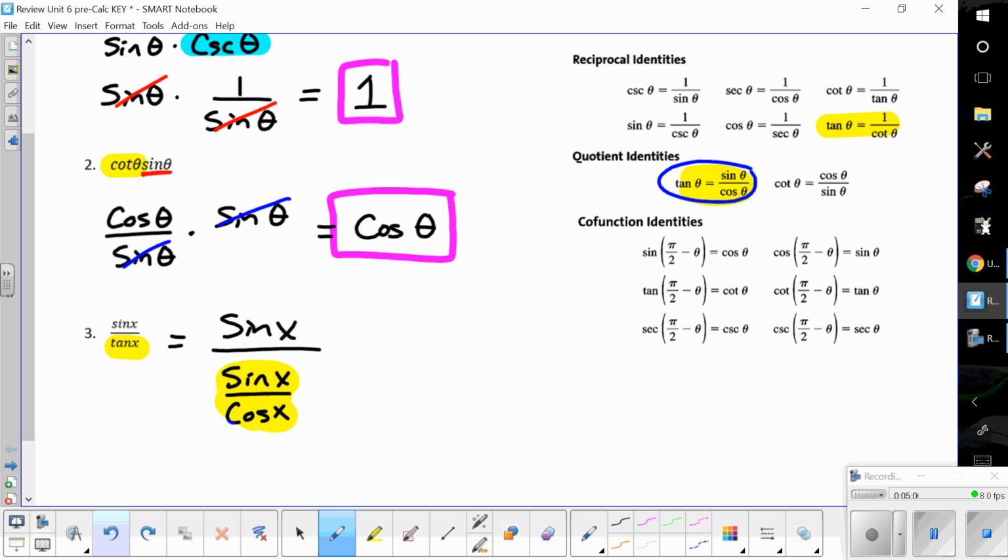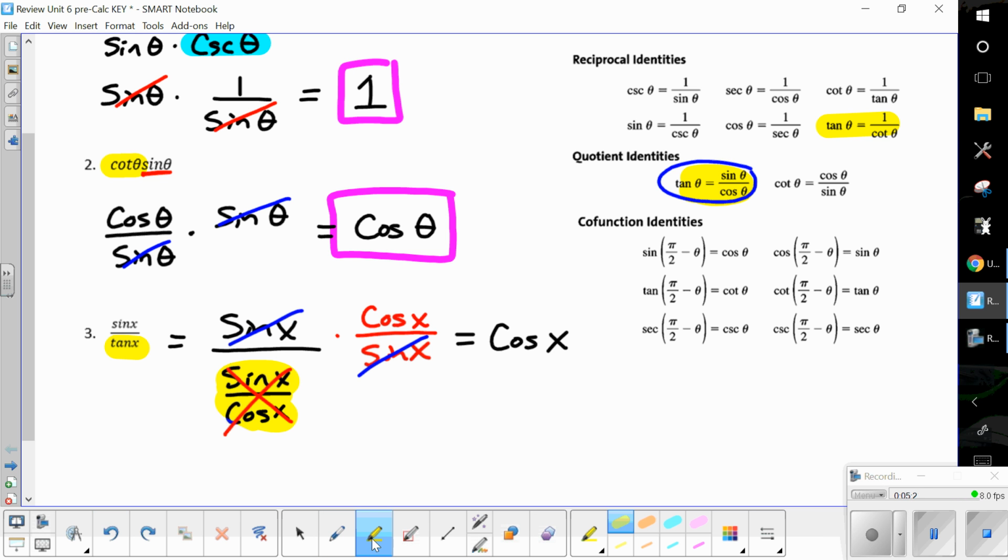Now we have fractions within fractions. Okay, and the way we get rid of that is we multiply by the reciprocal. Cosine of x over sine of x. And just like the last two problems, a lot of sines canceling out here. My answer again is cosine of x. And it doesn't matter what your variable is. It can be theta, it can be x. That interchanges within the tables as well.